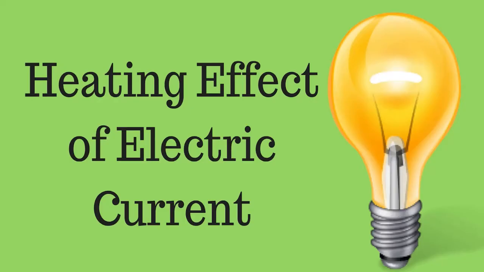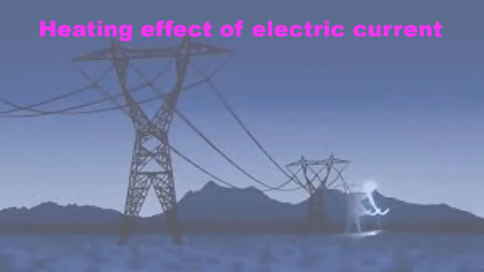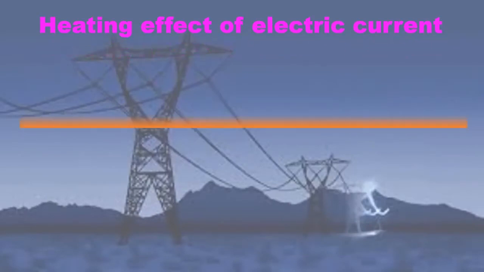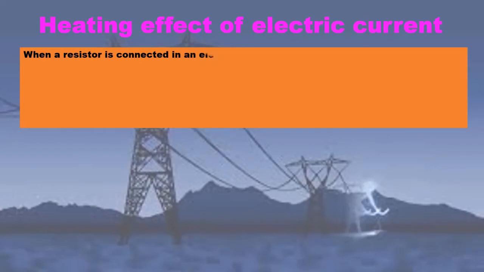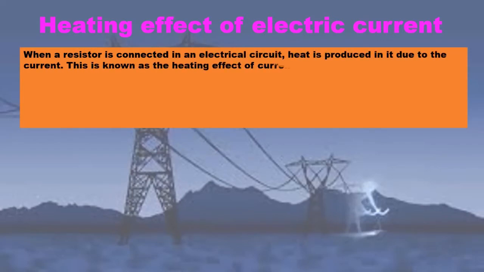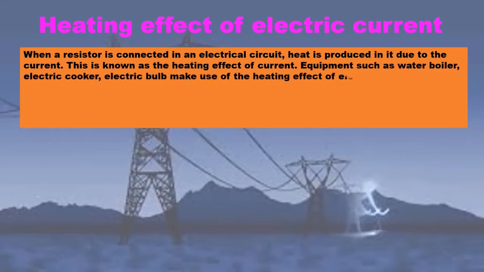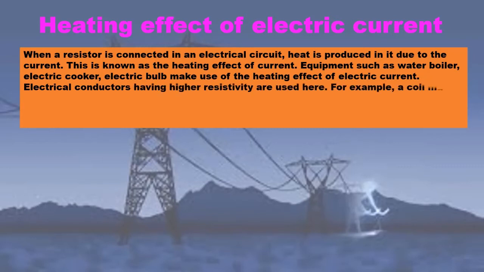Let's understand about the heating effect of electric current. So, in heating effect of electric current, we'll be talking about the electrical circuit. When a resistor is connected in an electrical circuit, heat is produced in it due to the current. Because of the current flowing, heat is produced in the electric circuit. Now this is known as the heating effect of current.